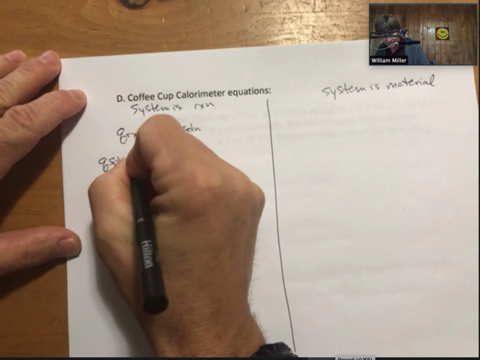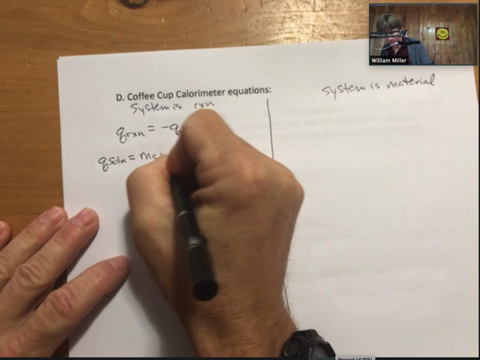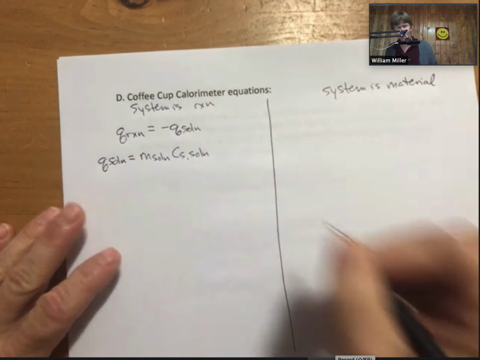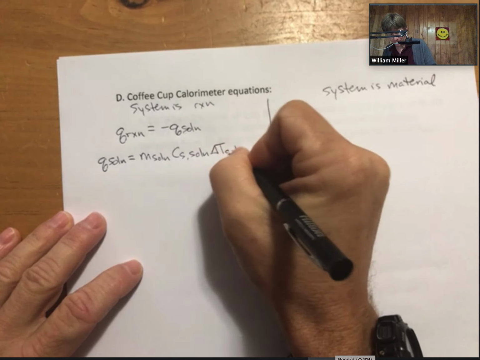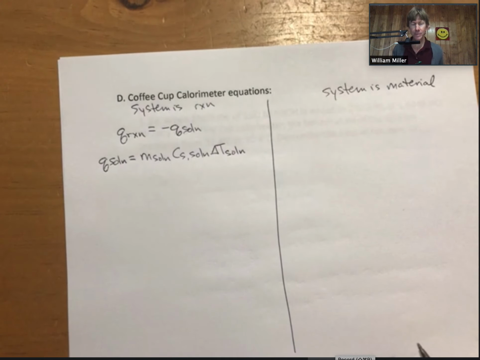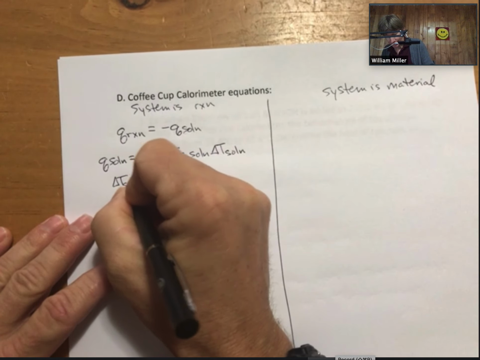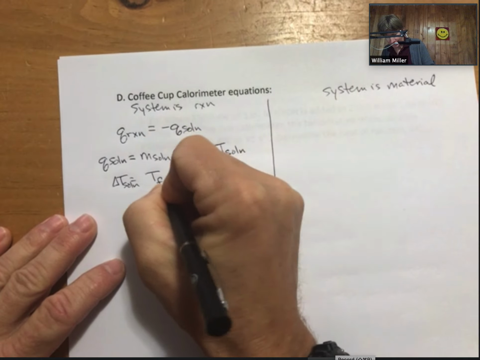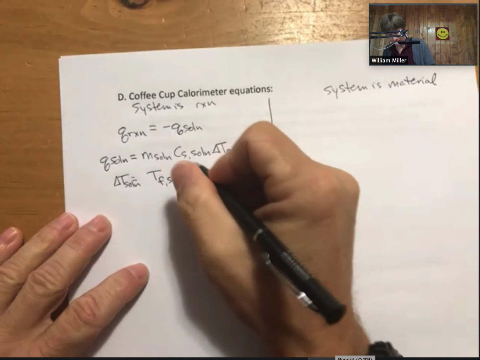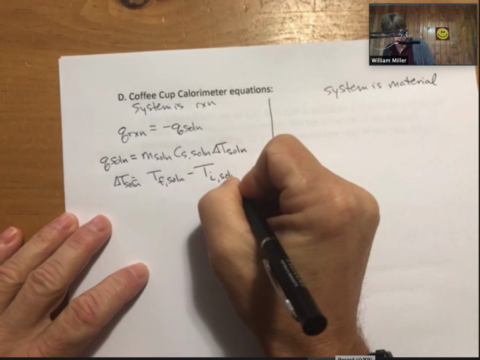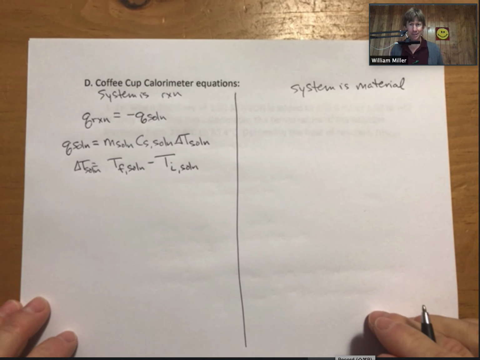Q solution is going to be the mass of the solution times the specific heat capacity of the solution times the temperature change of the solution, where temperature change will always be the final temperature of the solution minus the initial temperature. And that goes for all changes. It's always final minus initial.